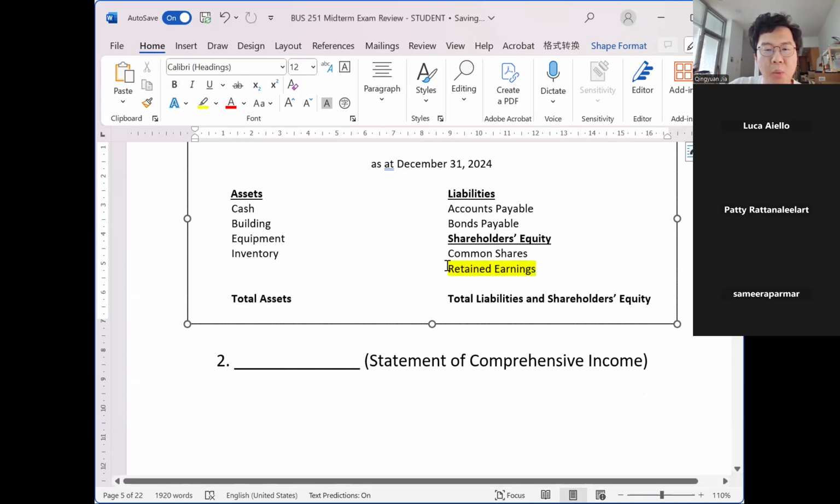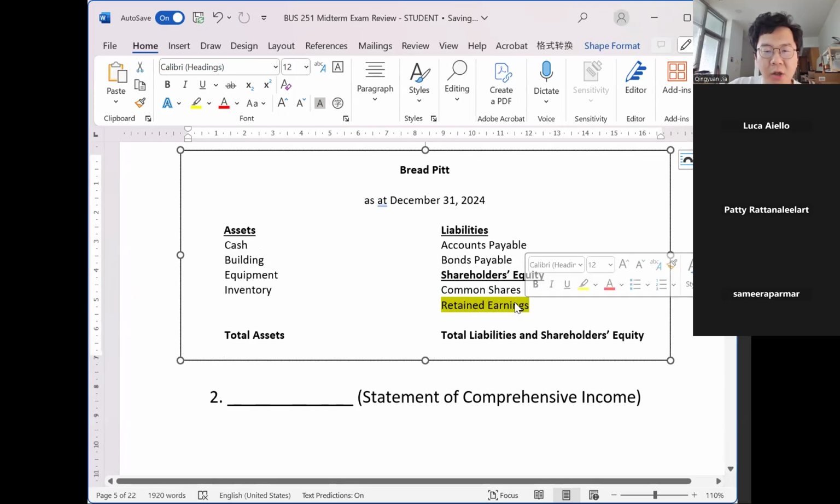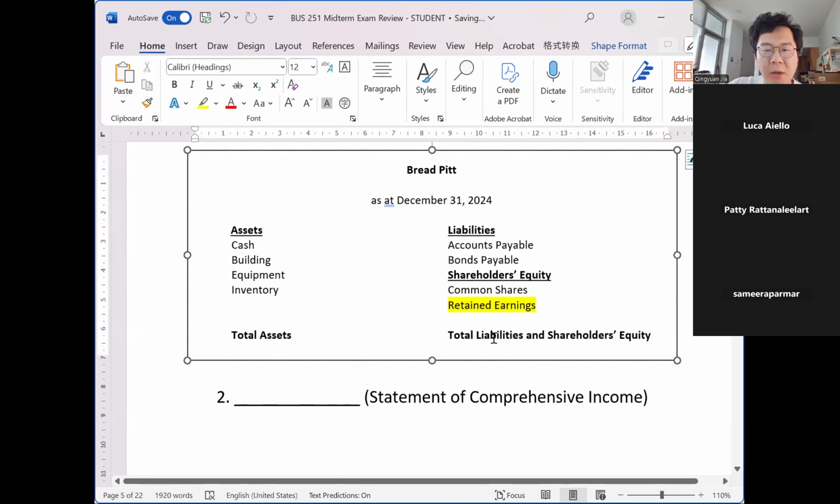And be aware that retained earnings also appears here in shareholders' equity. And then we sum up the total liability and shareholders' equity on the right side. So make sure at the end of the day, this total assets has to equal the total liability and shareholders' equity, or otherwise you made a mistake.